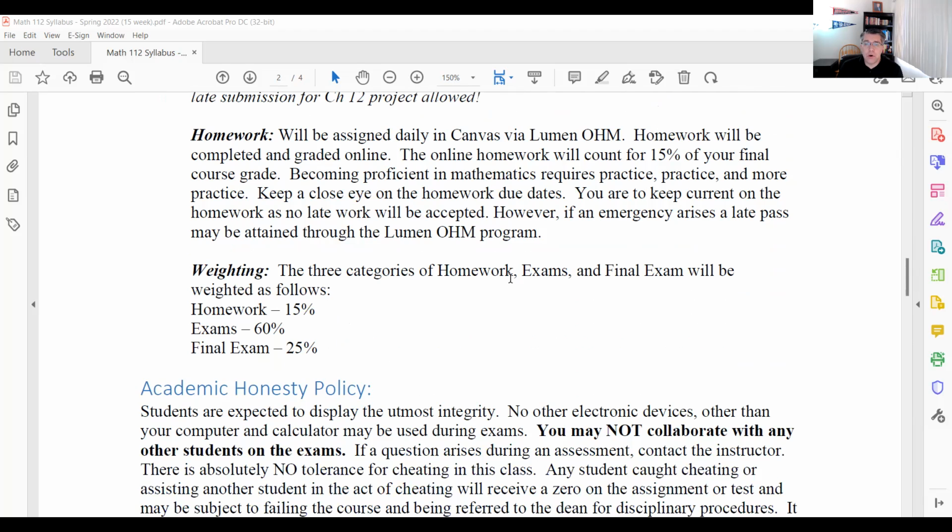The 3 categories of homework, exams, and final exam will be weighted as follows: 15% for homework, exams 60%, and final exam is 25%.